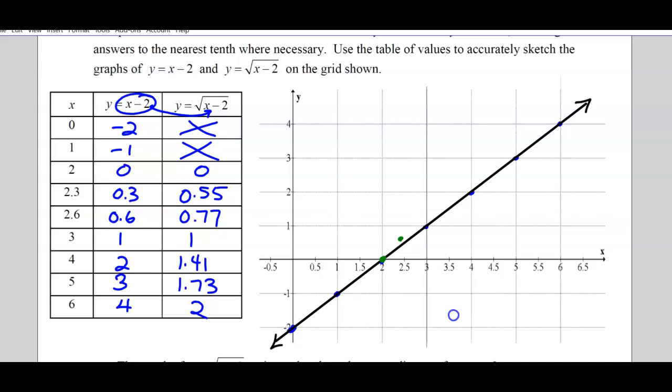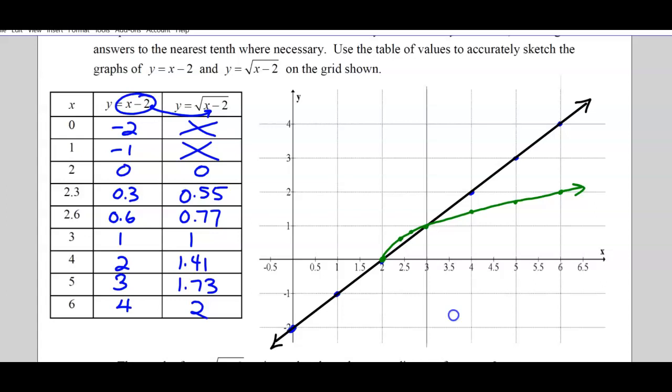2.6 is 0.77, so about like that. 3 is 1. 4 is 1.41. 5 is 1.7. 6 is 2. It's a horizontal parabola, just like we learned before. But when you consider it based on the transformation of the graph y equals x minus 2, you just have to be a little bit careful about this part here.